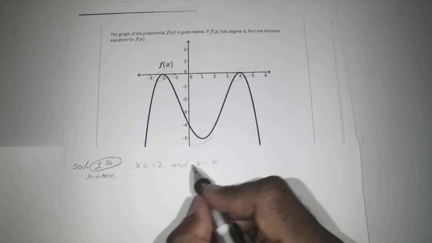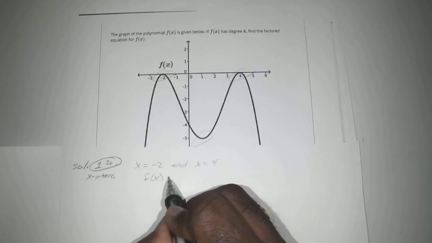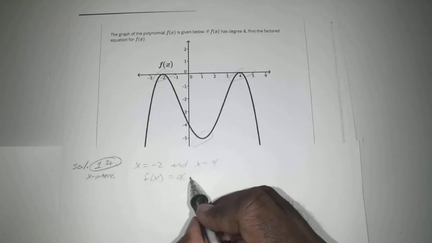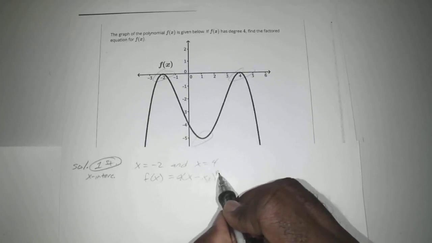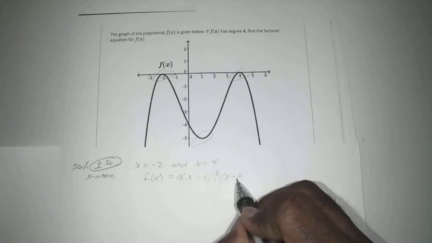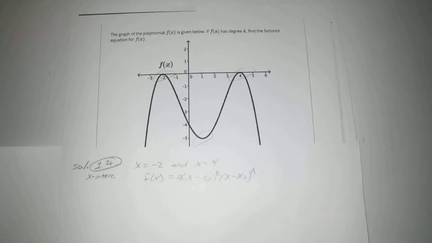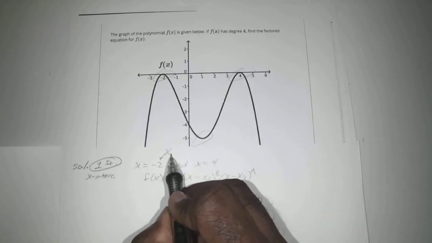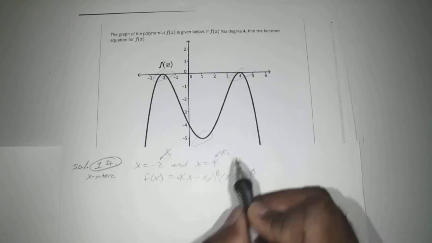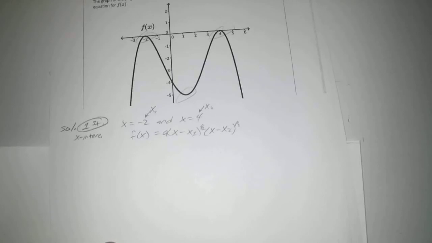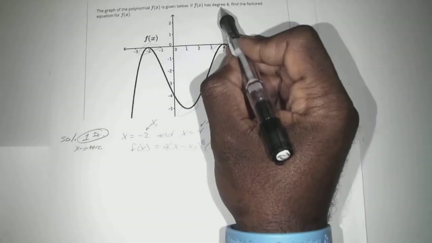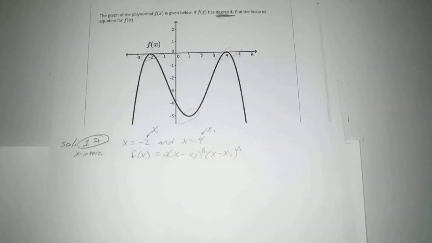Okay, so that means we're going to start off with our f of x equals a times x minus x1 and x minus x2 to some power. Because remember, you only have 2 points, x1 and x2. And the degree is 4. Okay, so that was given to us.